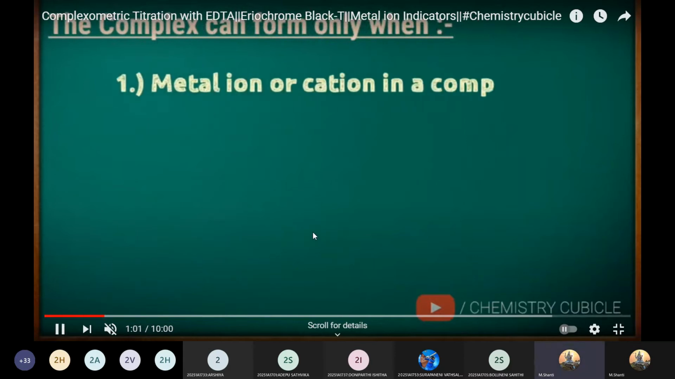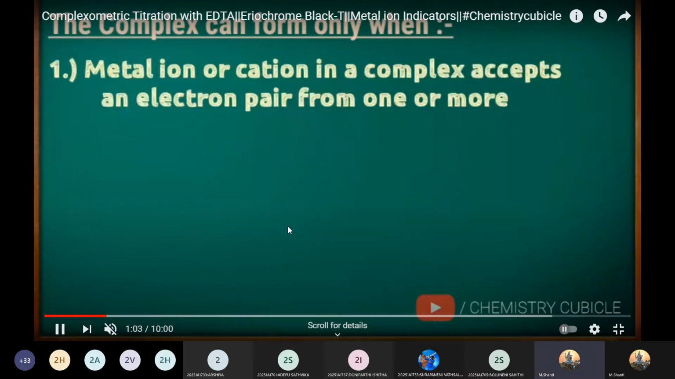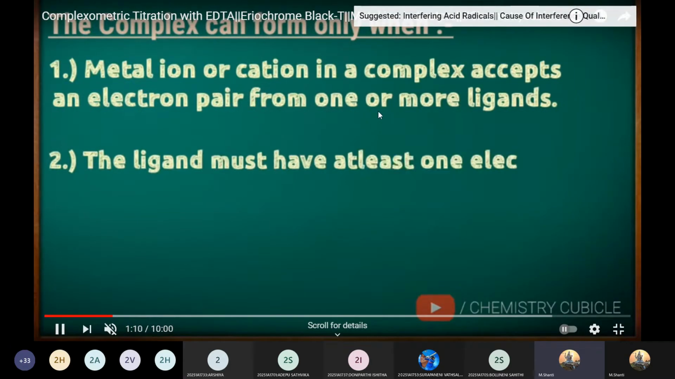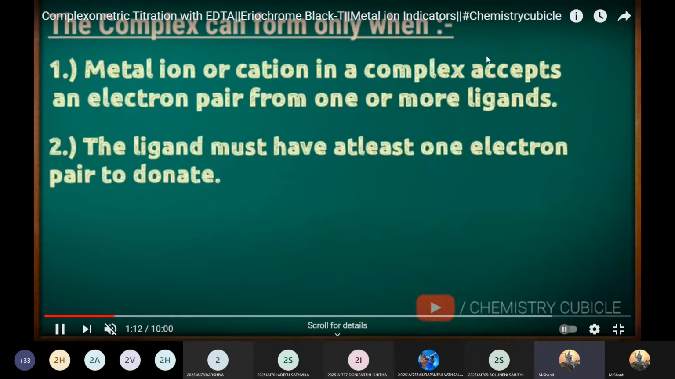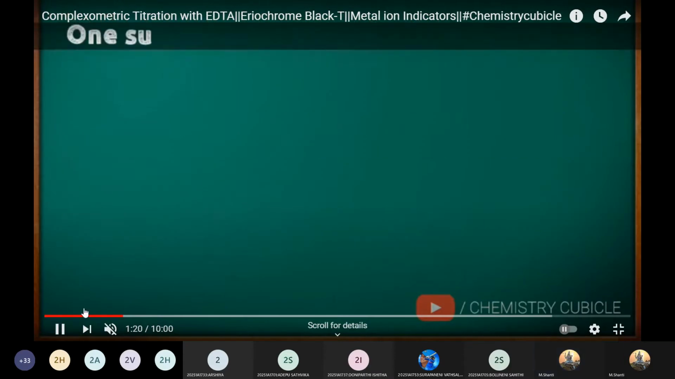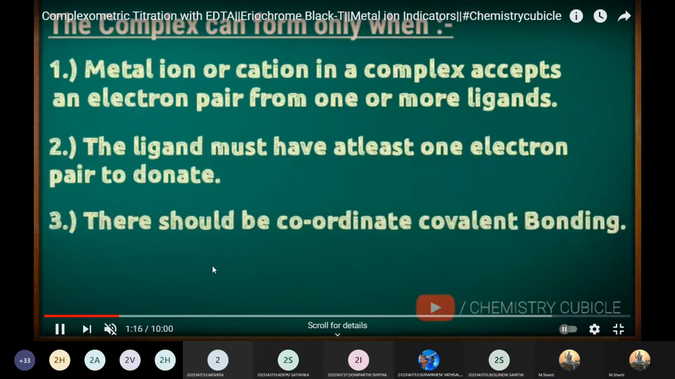There are certain conditions for when a complex can form. When you have a metal ion or cation in a complex, it will accept an electron pair from one or more ligands. That is what you observe in coordination compounds. The ligand must have at least one donor atom, an electron pair to donate, and there should be coordinate covalent bonding.